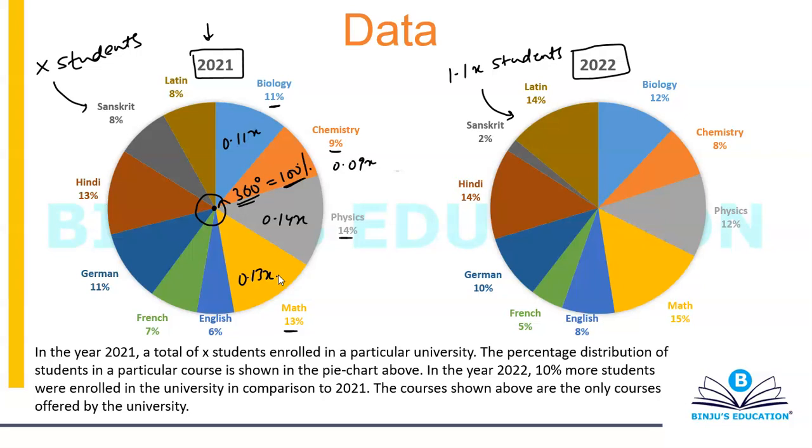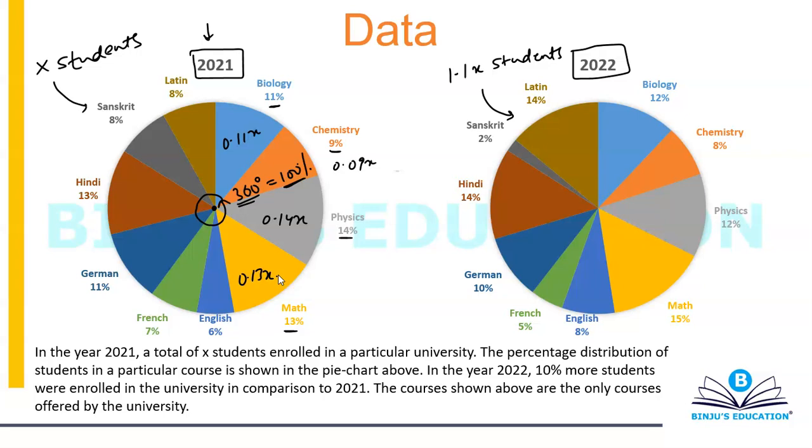So whatever the question asks us, based upon that we'll be calculating the values. As of now I will not be calculating any values. I'll simply have a couple of thoughts in my mind about what all they can ask. They can ask me to compare, like biology in 2022 is what percent more than biology in 2021, or chemistry in 2022 is how much less or more than chemistry in 2021, and so on and so forth. These are the types of questions that they can ask.